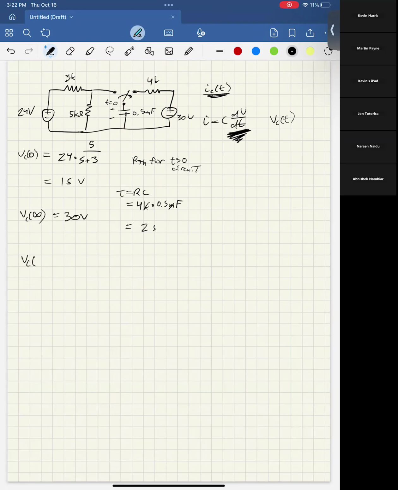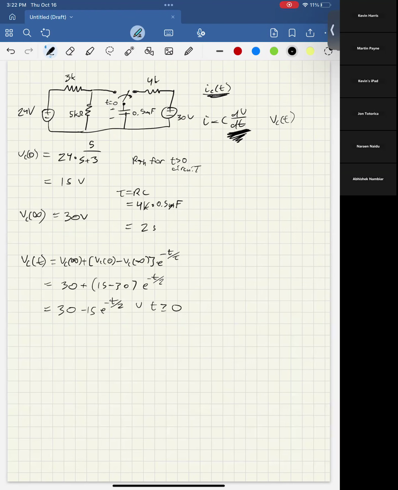So then if we're writing our final equation here, we'd have VC of infinity plus VC of 0 minus VC of infinity times e to the negative t over tau, which in this case is 30 plus 15 minus 30 e to the negative t over 2, which is 30 minus 15 e to the negative t over 2 volts for time greater than or equal to 0.